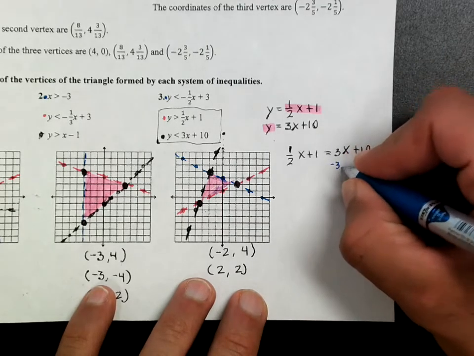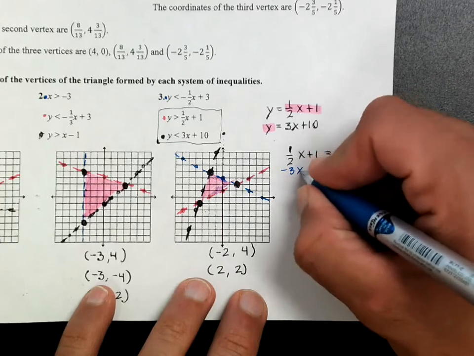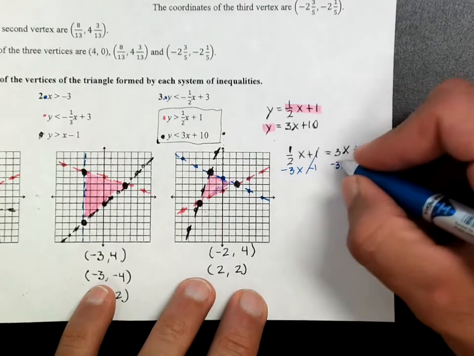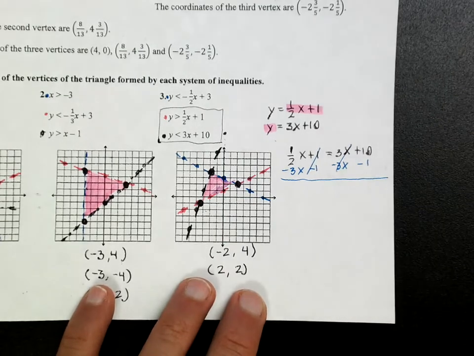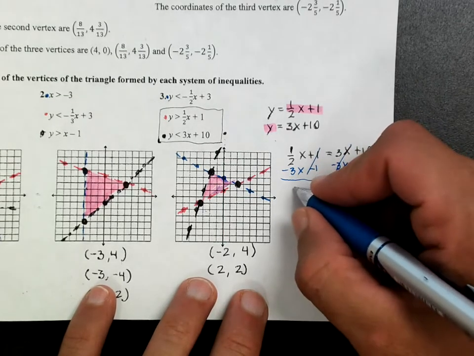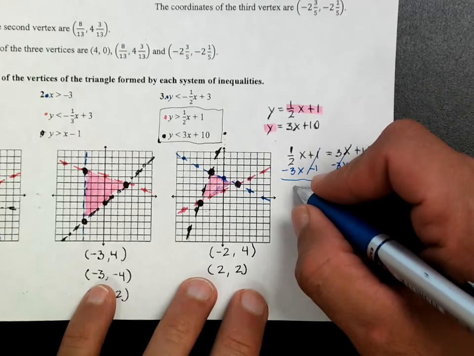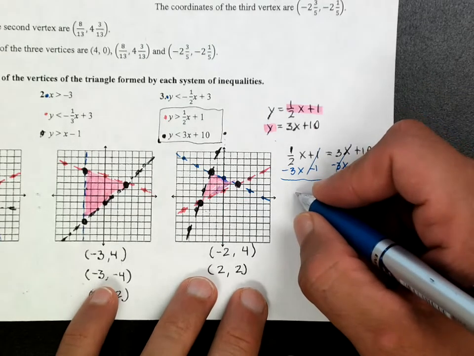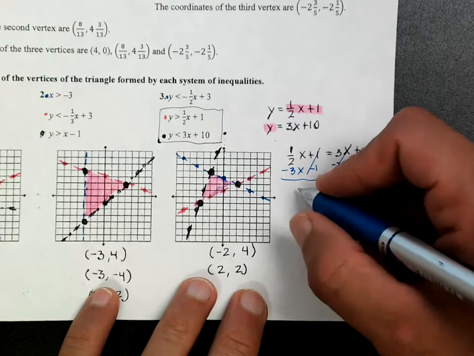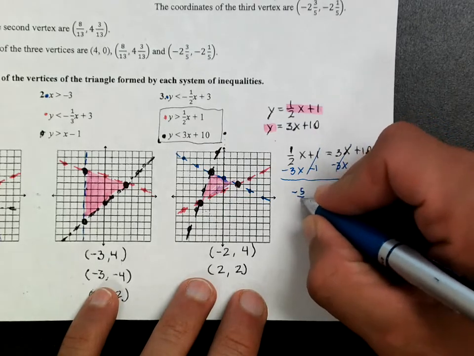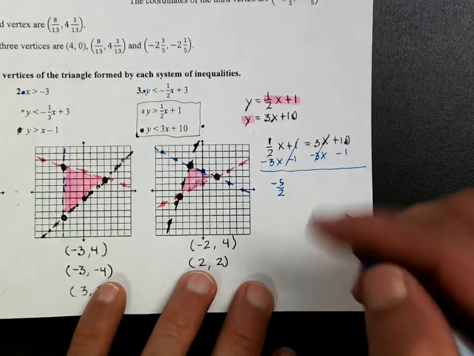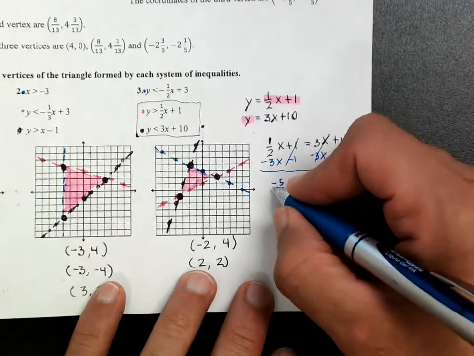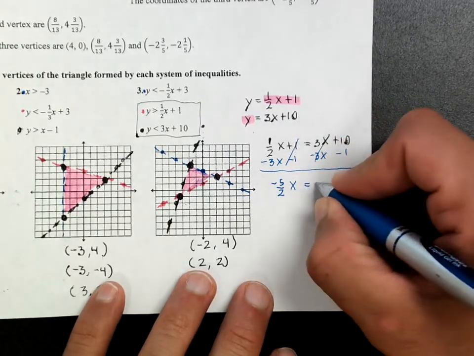I'm going to subtract 3x from both sides, and at the same time, I'm going to subtract 1 from each side. And now, 1/2 minus 3 will give us, you can write that as negative 2.5 if you like, especially if you have a calculator. In my case, I'm going to write it as negative 5/2. But again, if you want to write that as negative 2.5, you can. So we have that is equal to 9.